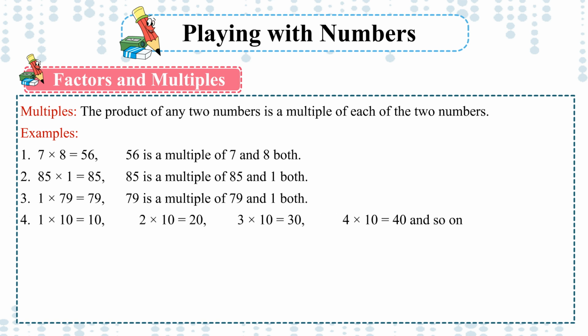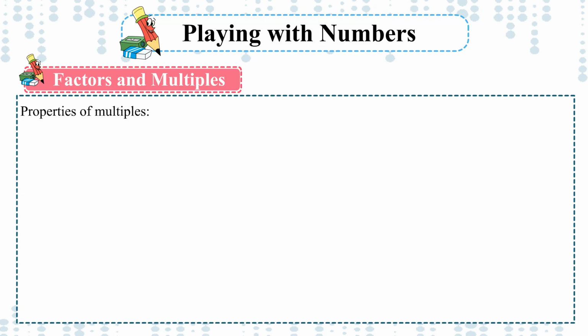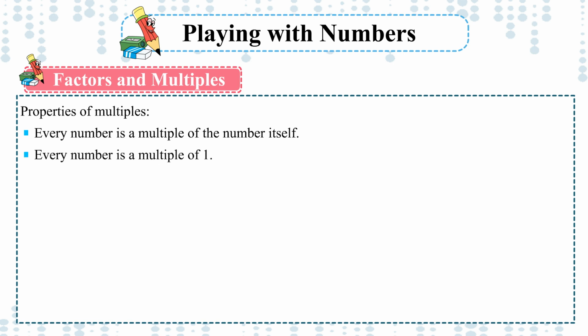4. 1 multiply 10 is equal to 10. 2 multiply 10 is equal to 20. 3 multiply 10 is equal to 30. 4 multiply 10 is equal to 40 and so on. So the number 10 has many multiples and it can go to infinity. Properties of multiples. Every number is a multiple of the number itself. Every number is a multiple of 1. Every number has infinite multiples.